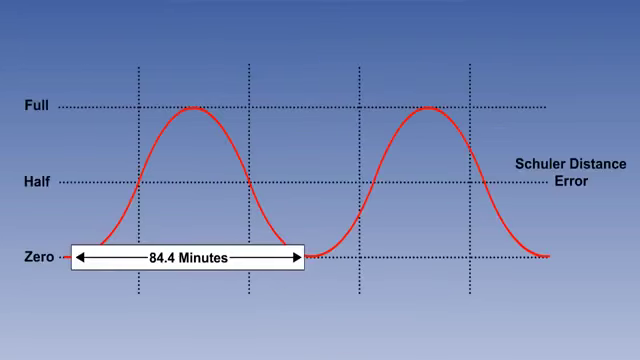This is the Schuler pattern of error caused by platform tilt. It is sinusoidal in form. 2 cycles of oscillation are shown in this picture, but in practice the oscillation will continue until the INS is shut down at the end of the day.